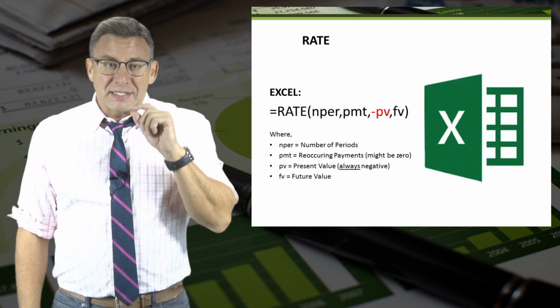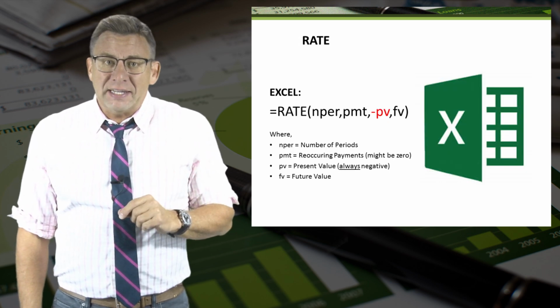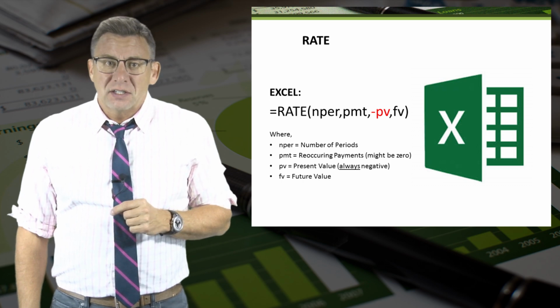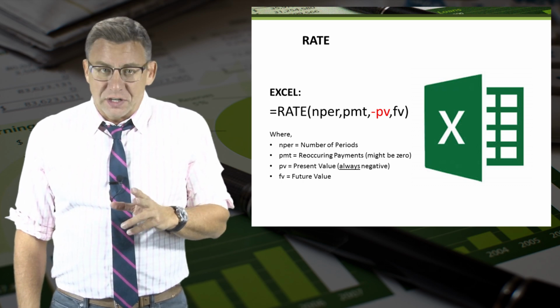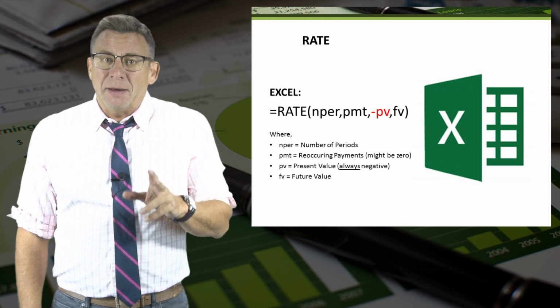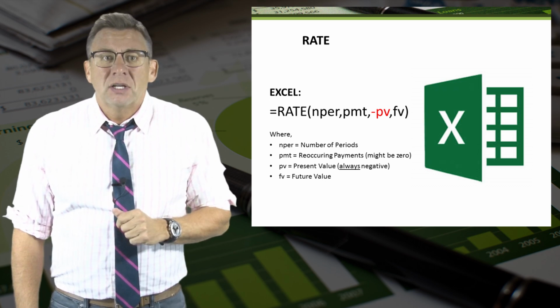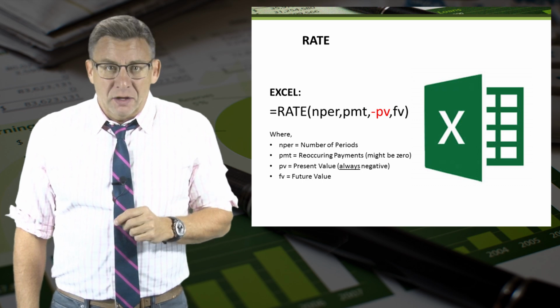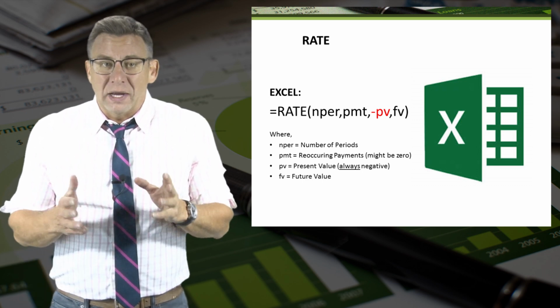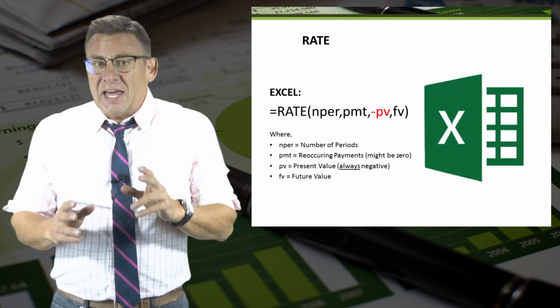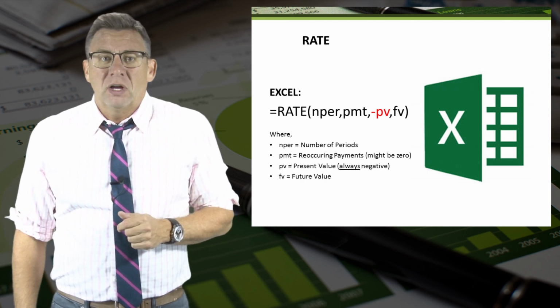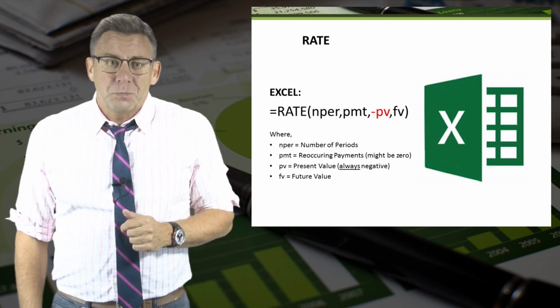The formula is equals RATE, open parentheses, NPER, which is the number of periods, PMT, which is the recurring payment amount, and minus PV, which is the present value and always negative, and finally FV, which is the future value and often might be zero.